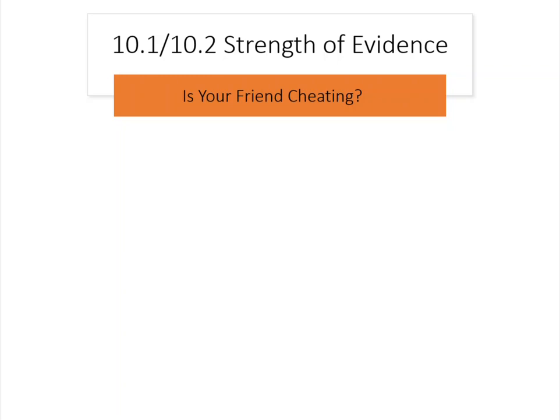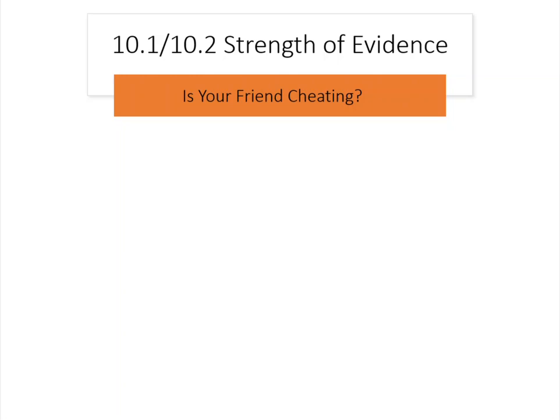In Chapter 10, we're asked to investigate the strength of evidence. And in that, what we're really looking at is whether or not it's possible to have results from an experiment assuming some information about a population. So, in order to investigate what this means, we're going to look at a game that you might play with your friend on flipping a coin.